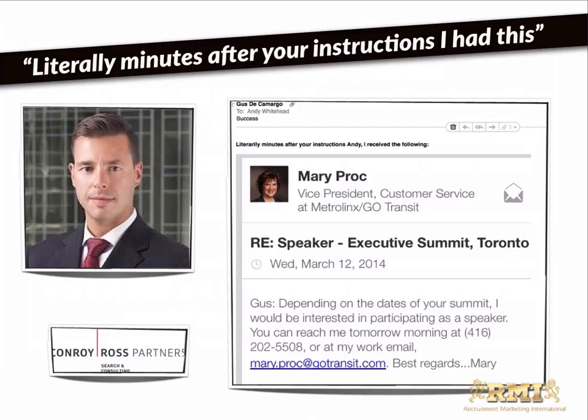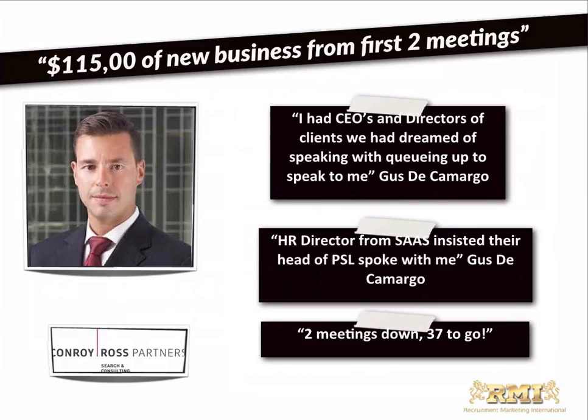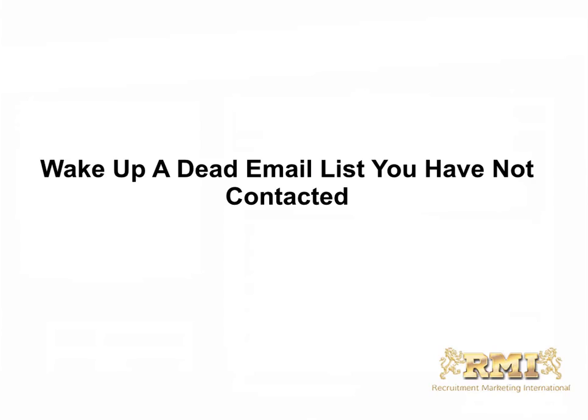See, Gus followed his process, and first of all he couldn't get the speakers, but then he got this email back and he said, I followed your instructions and I got the speaker. Did 115,000 off his first 2 meetings because he was pre-positioned as a leader.